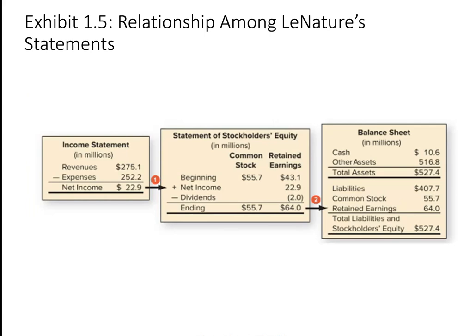So finally, as I tried to illustrate, the stockholders' equity statement is the linkage between the income statement and the balance sheet. The net income the company made will eventually flow to the balance sheet in this account called retained earnings through this equation: ending equals beginning plus net income minus dividend.